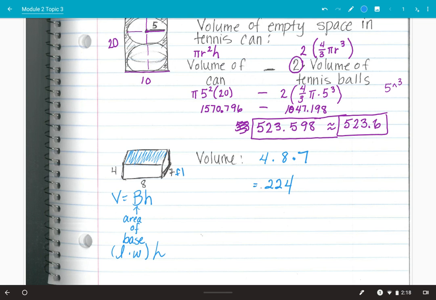If this was feet, then this would be feet cubed because we're multiplying feet times feet times feet, and that's how we get it as cubed.